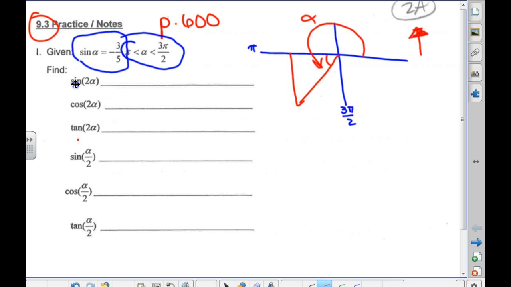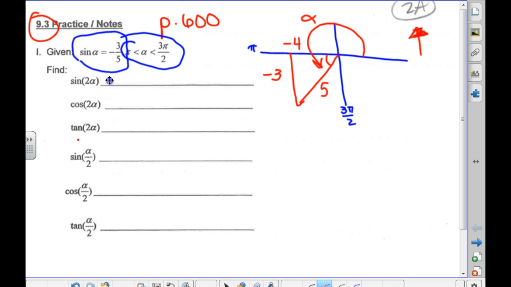Sine of 2 theta. First we need to label our picture. Sorry, I got ahead of myself. Sine is opposite over hypotenuse. Which one of those is negative? The 3. And if we do the Pythagorean theorem, we get 4. So this is a 4, or negative 4. It is negative because we went left and down in that quadrant, right?